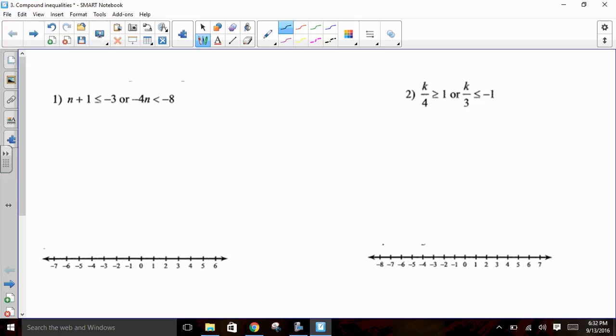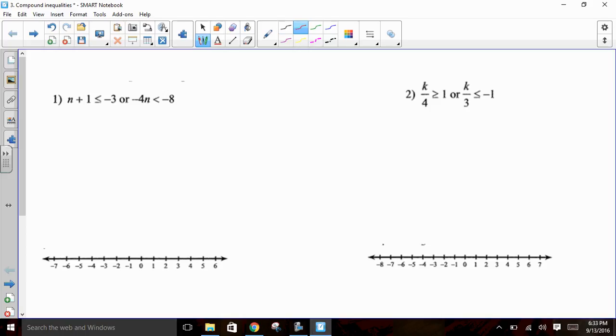Alright, today we are going to start talking about compound inequalities. Compound inequalities is where you have one or more inequalities together. If you take a look at your first example, you see you have n plus 1 is less than or equal to negative 3, or negative 4n is less than negative 8. So we essentially, in one problem, have two of what we've been doing the past 2 days.